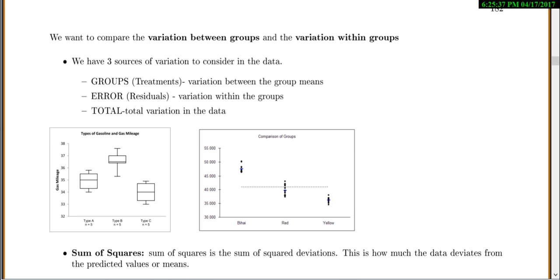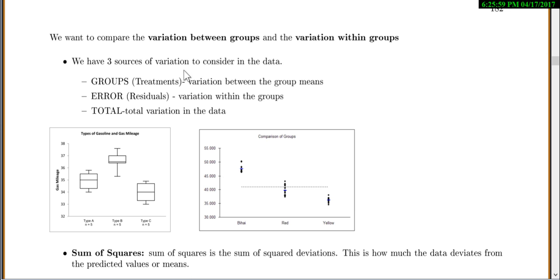So again, this is our theory here. We want to compare the variation between the groups and the variation within the groups. And they came up with an interesting way to do it, which again seems very different from what we've done so far. And as we go through this, you don't necessarily have to memorize all of this until we get to the next page. It's just to explain.